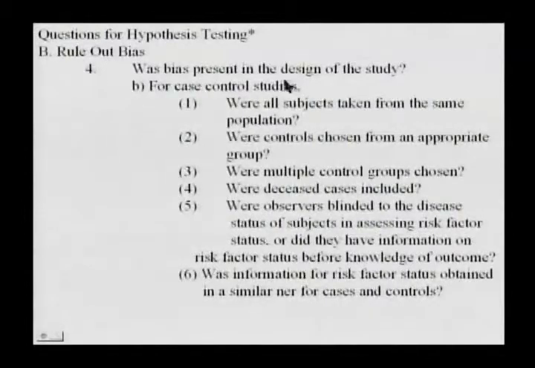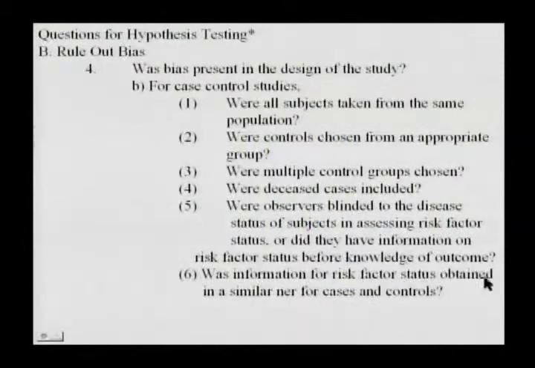Continuing with ruling out bias, for the case control studies, were all the subjects taken from the same population? This is familiar to us. Were the controls chosen from an appropriate group? So are you assigning your treated samples randomly from the same source as you are for the controls? Did you use all the feasible control groups possible and reasonable? Were deceased cases included? I guess that's not really important for us. But if your culture or your animal dies, what do you do with that? That's related to dropout. Were observers blinded to the disease status and so on and so forth?